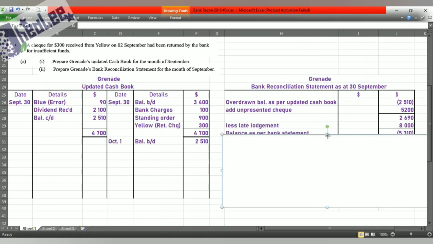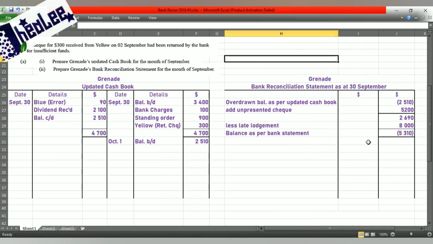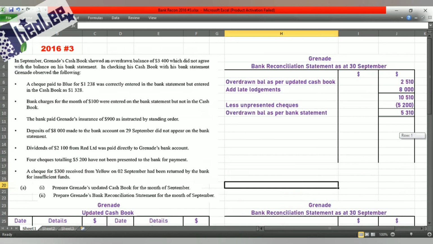And when we less that, we're presented now with the balance as per bank statement, and that is a negative. So therefore, again, it is an overdrawn balance at bank. So remember, there are two approaches working with the overdrawn balance. You can go by way of working with the figures as positive, but if you're working with the figures as positive, don't forget that you add late lodgements and you less your unpresented checks.